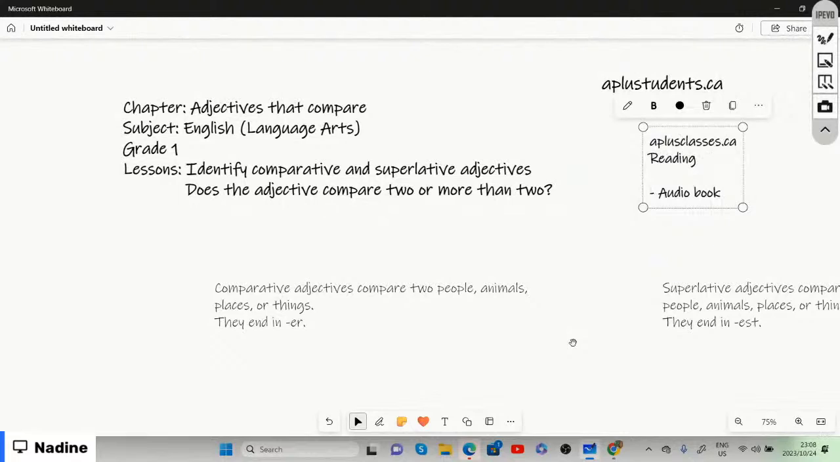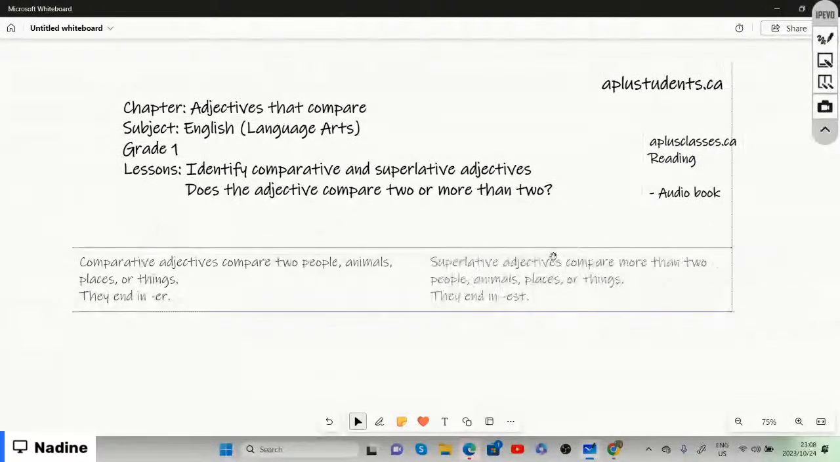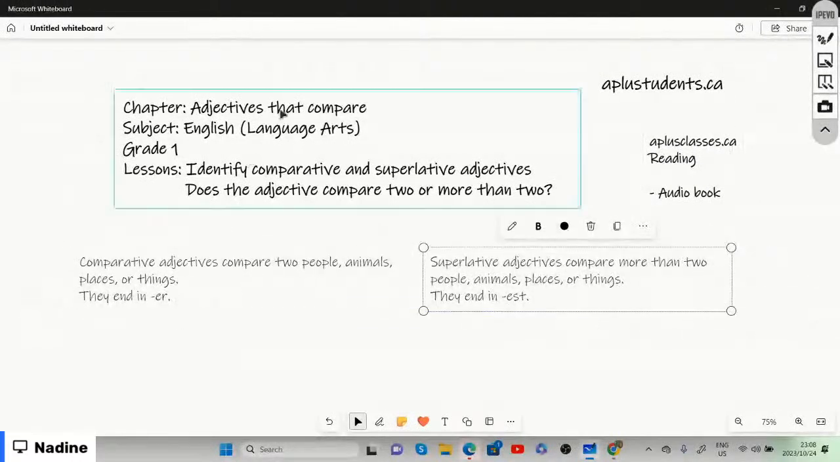Now we're going to identify comparative and superlative adjectives, because that is basically adjectives that compare. When we compare adjectives, then we have comparative adjectives and we have superlative adjectives, right? Because we are comparing adjectives.